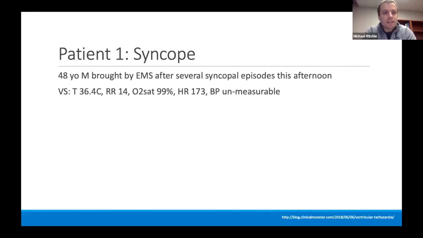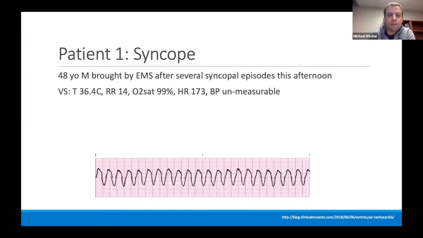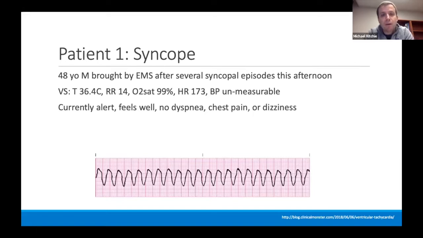So if you think about these patients coming in to the emergency department, you have a 48-year-old male brought in by EMS after several syncopal episodes. You look at his vital signs, his heart rate says 173, and they can't measure his blood pressure, and they give you this strip. And then obviously that looks a little bit scary, but you go see the patient and he feels fine, no complications, no dyspnea, no chest pain, no dizziness, no issues going on. And you realize that he has a history of advanced heart failure and a VAD from 2014.